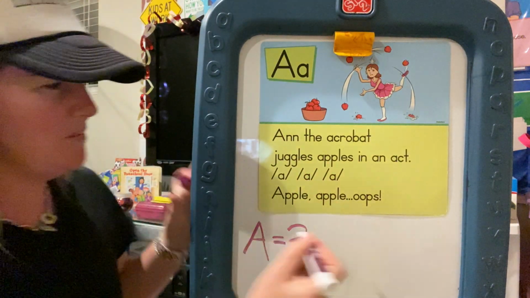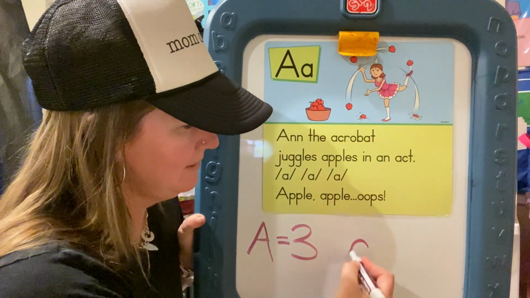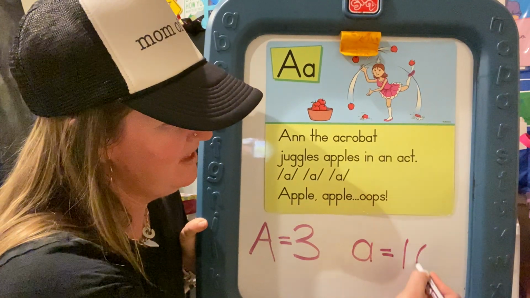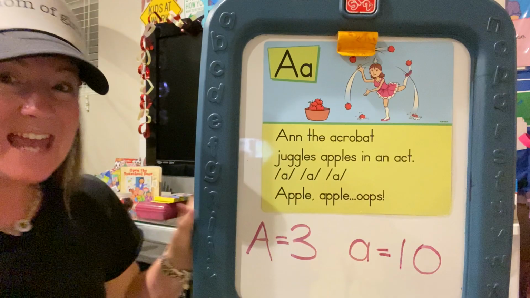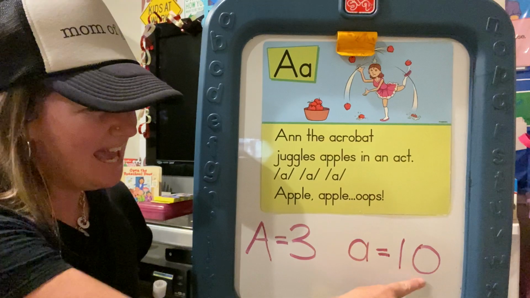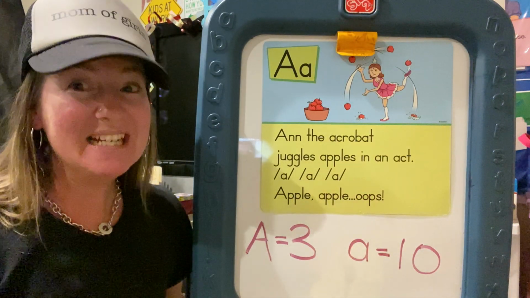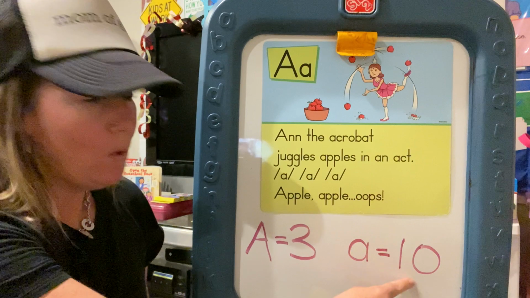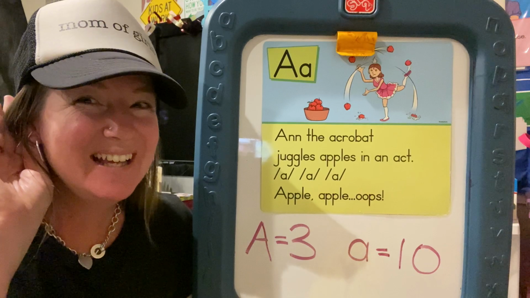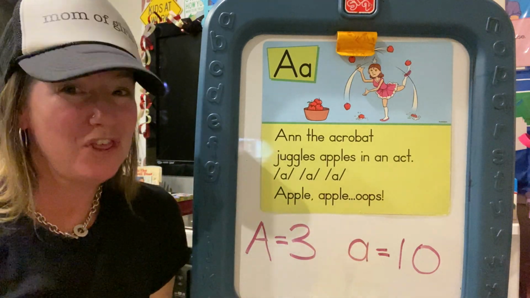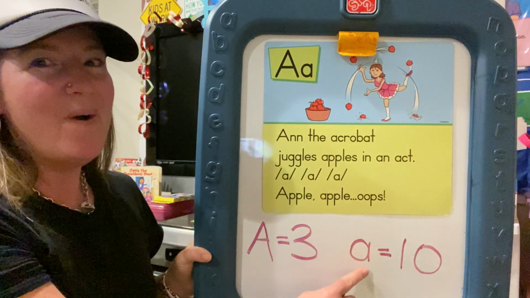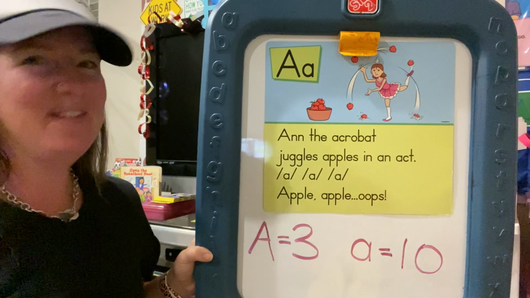Great job. So now, Miss Brooke, I'm going to make a lowercase a, put the equal sign and the number 10, a 1 and a 0. That makes 10. That means we have 3 capital A's and we have 10 little a's. What number is smaller? Is 3 or 10 smaller? Shout out the smaller number. That's right, 3 is smaller. 3 comes before 10. So we know we have more lowercase little a's than the big A's.